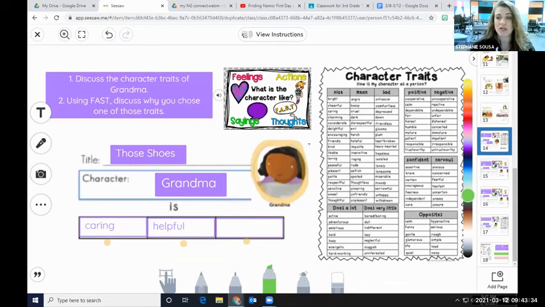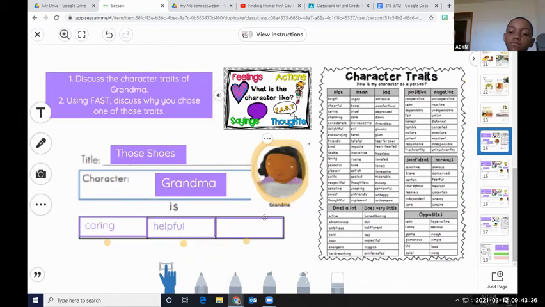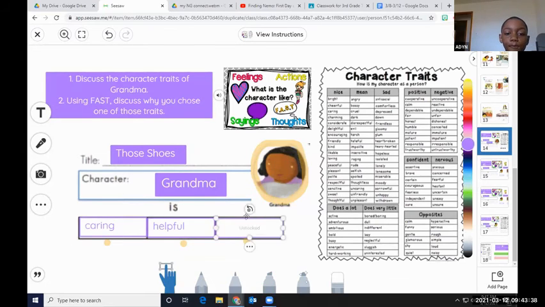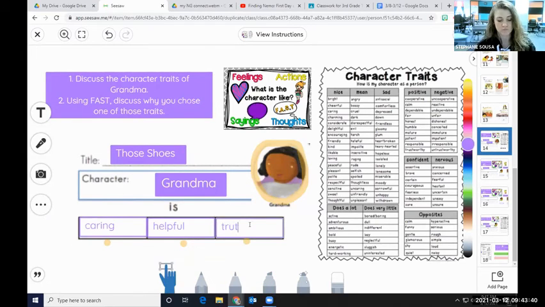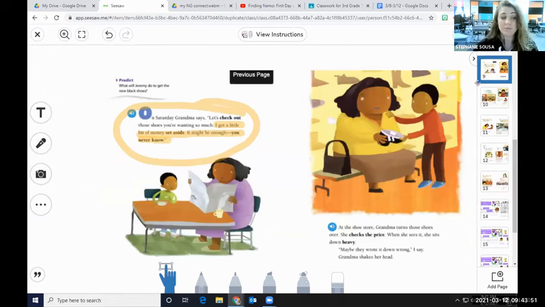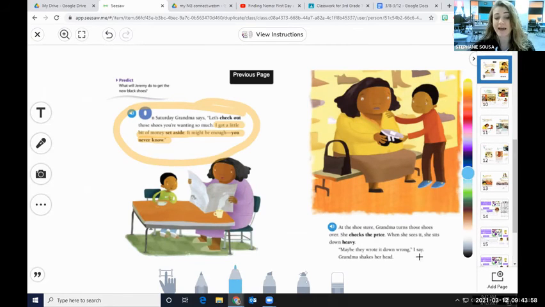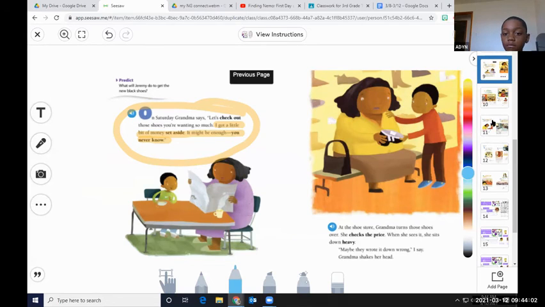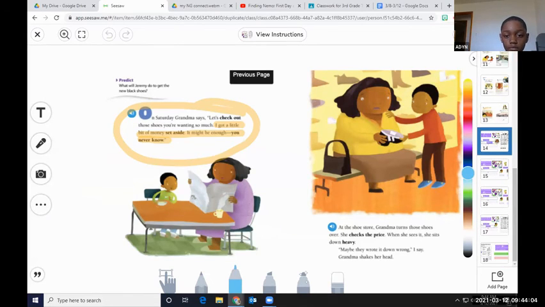Excellent. Aiden G, a character trait for Grandma. Truthful. Truthful. How do you know she's truthful? Because when she said she might buy him some, she wasn't telling a lie. She told him that she might. Yeah, she was very honest with him. She said, we might be able to do this. She said, it might be enough, you never know. And then she also told him in the store, hey, kiddo, I can't spend good money on shoes that don't fit, right? So she was letting him know the truth in those situations, even though it was hard.